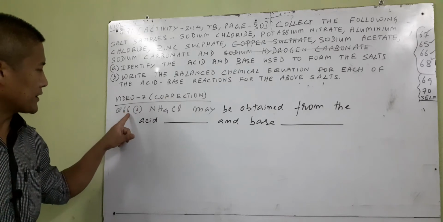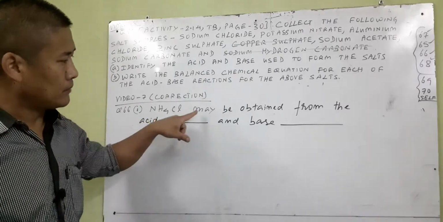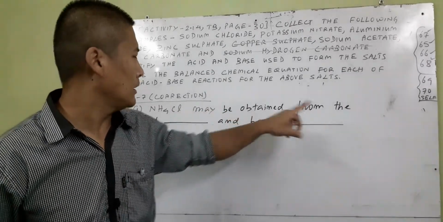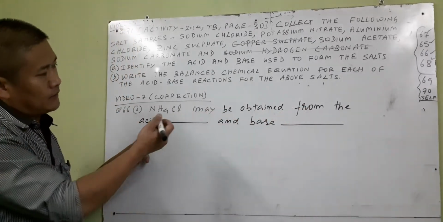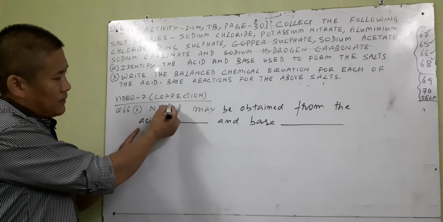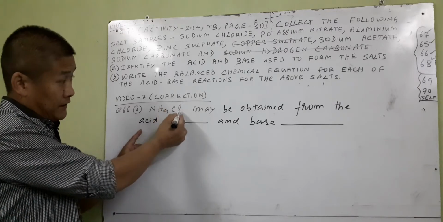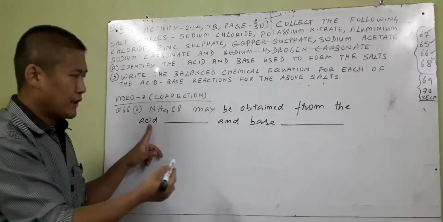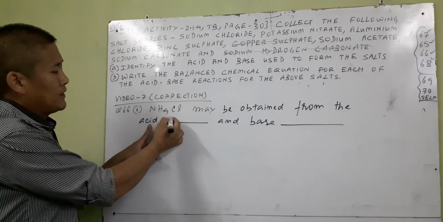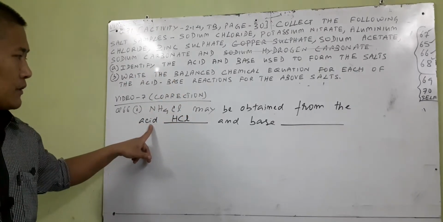So question 66.1, there ammonium chloride, NH4Cl, may be obtained from the acid. Now, as we said, acid comes from the negative part of the salt. That means the back part, this Cl. The negative radical will give you the clue for where the acid is coming from. So Cl means the acid having that one is HCl, hydrochloric acid. That was correct, I think.